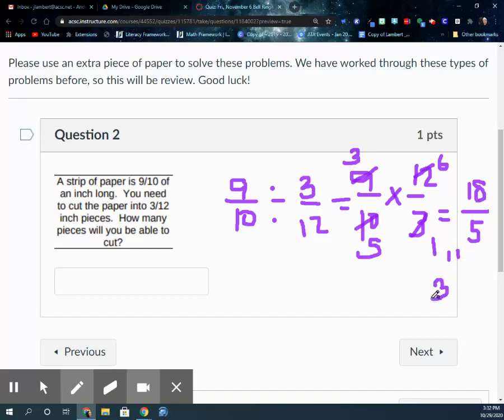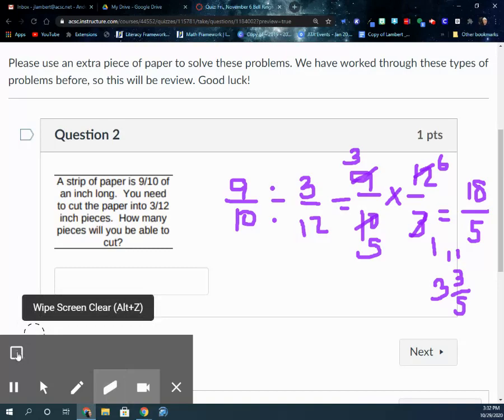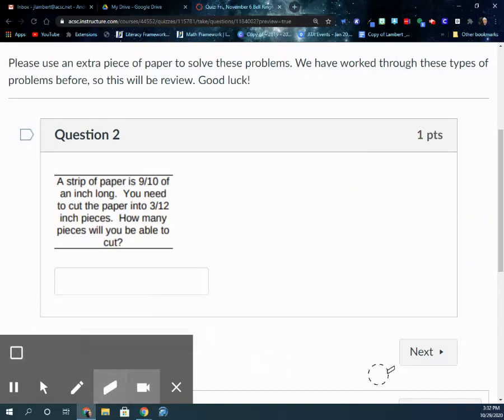Or 3, because 18 divided by 5 would be close to 15. So that would be my 3, and then I would have 3/5 left over. So I'll be able to make 3 3/5 pieces. There you go. Any questions on that? Make sure you let me know. Let's move on to the next one.